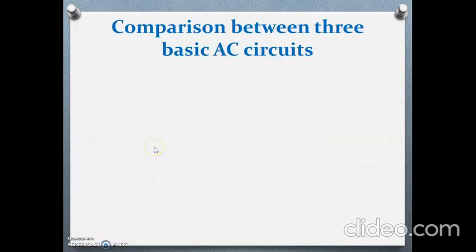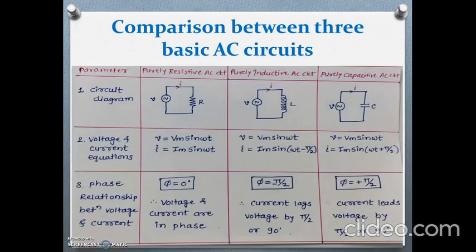Let's see a comparison between three basic AC circuits, that is purely resistive circuit, purely capacitive circuit and purely inductive circuit, one by one. This table shows the comparison among the three. First parameter is circuit diagram. In a purely resistive circuit, there is only a resistor present across an applied voltage small v and current I. Similarly, in a purely inductive AC circuit, only an inductor is present across the supply voltage, and in a purely capacitive AC circuit, only a capacitor is present.